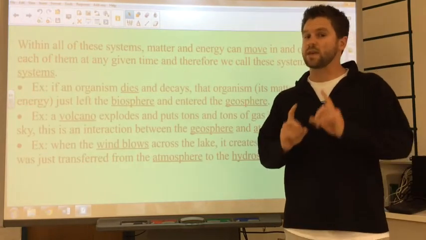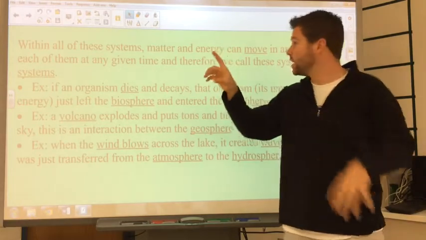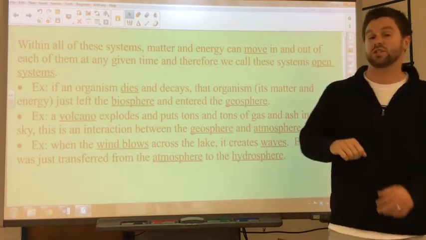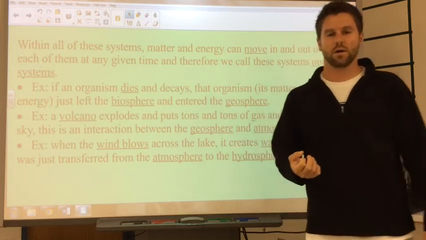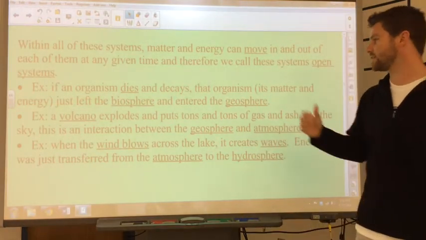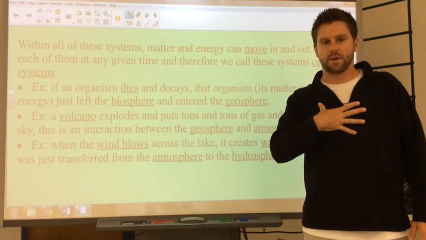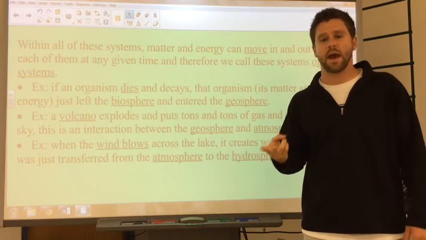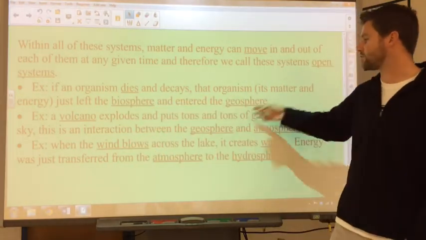So, within all of these systems, matter and energy, going back to those two things, can move in and out of these systems at any given time, and therefore we call these systems open systems, because matter and energy can flow in and flow out. Okay? So, for example, if an organism dies and decays, there's still matter, there's still mass, and there's still energy in that body. That's left behind. So it leaves the biosphere and enters the geosphere.